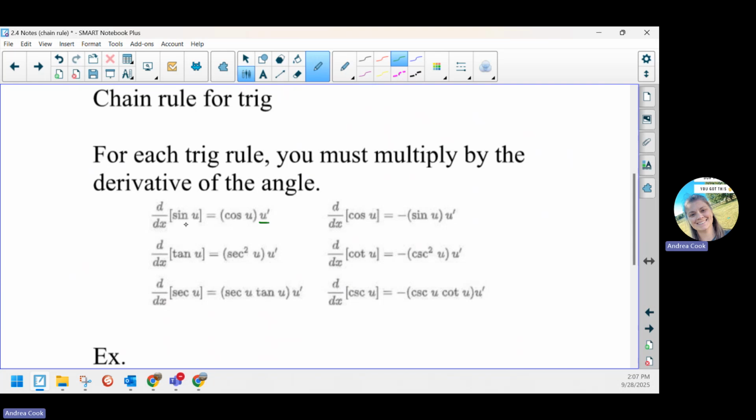So derivative of sine is still cosine, but you chain on the derivative of that angle. Derivative of cosine is negative sine. Keep the angle, but you chain on the derivative of the angle. And usually when we chain it on, we actually move it in front of the trig.